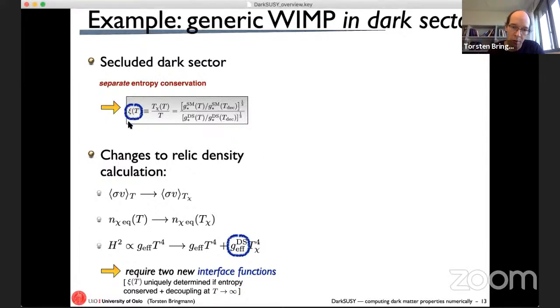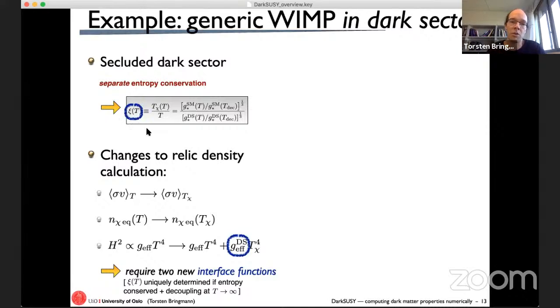So this temperature ratio enters in three ways. It enters in the thermal average, which you now have to do with respect to the dark sector temperature, not the visible temperature. The equilibrium number density changes, and you have to take into account the effect of these additional degrees of freedom in the dark sector. So basically, we require two new interface functions, namely the number of dark sector degrees of freedom and a function that tells us how the dark sector temperature evolves.